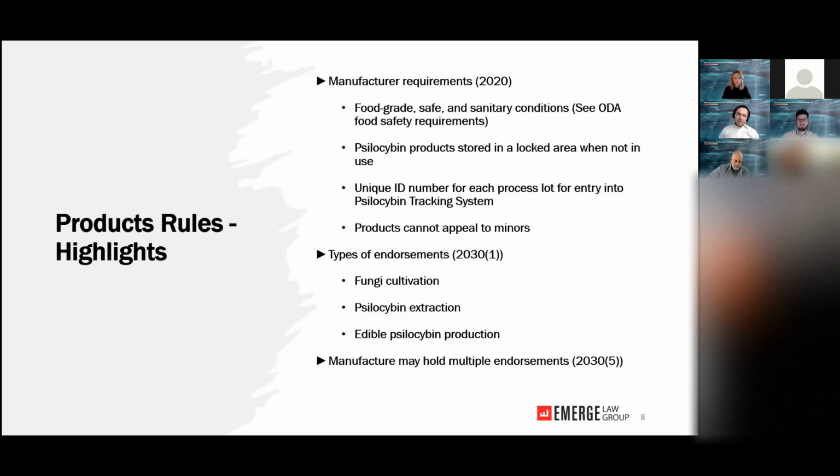And so as the manufacturer license is the type of license that's required to manufacture, there are these different endorsements for each different product type. So we've got fungi cultivation for the presumably homogenized fungi, and then also the whole fungi. And we have psilocybin extraction and edible psilocybin production licenses. Any manufacturer can hold multiple licenses and multiple endorsements. So one could cultivate and extract and create edibles at the same location.